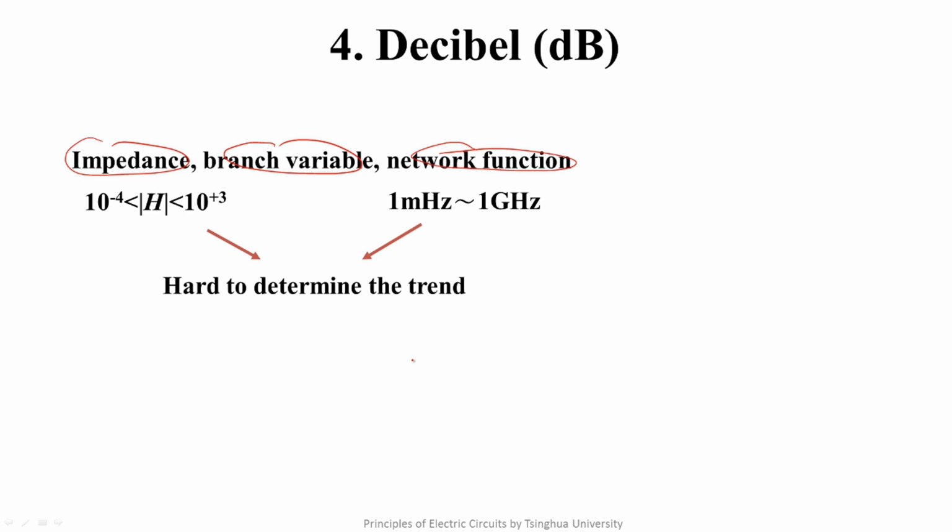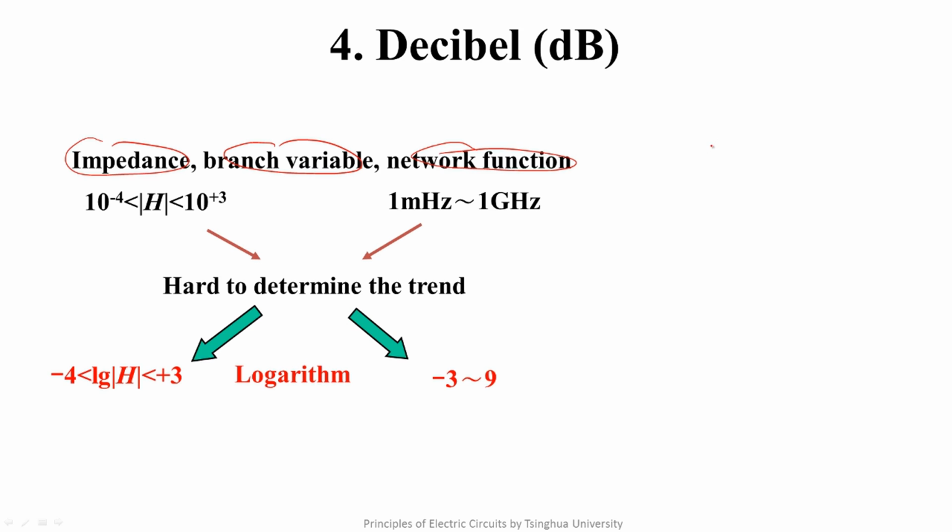So what can we do? As you have expected, we might as well use a logarithm. That is to say, the logarithm of the module changes from minus 4 to 3, which involves 7 numbers. For frequency, if we take its logarithm, then the whole range is minus 3 to positive 9. By the logarithm, a nonlinear transformation, the trend of the transfer function becomes very clear and visible.